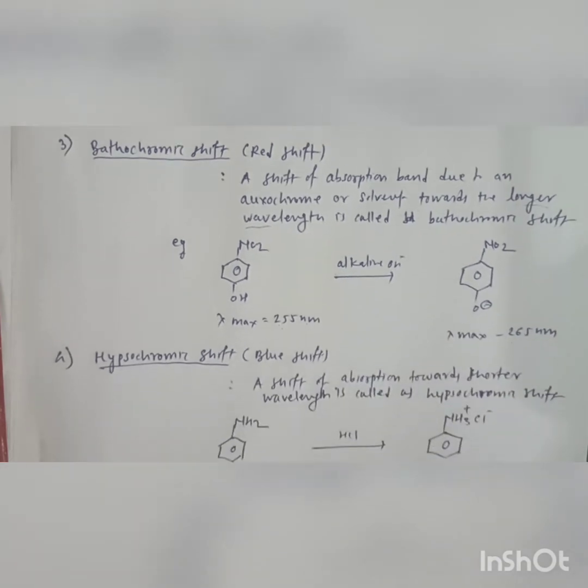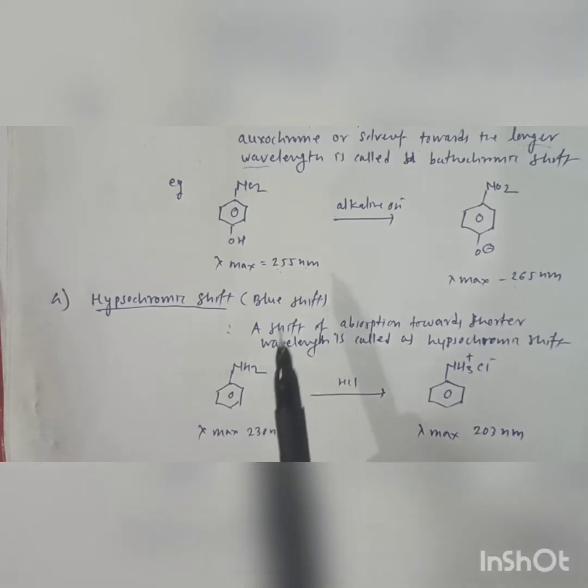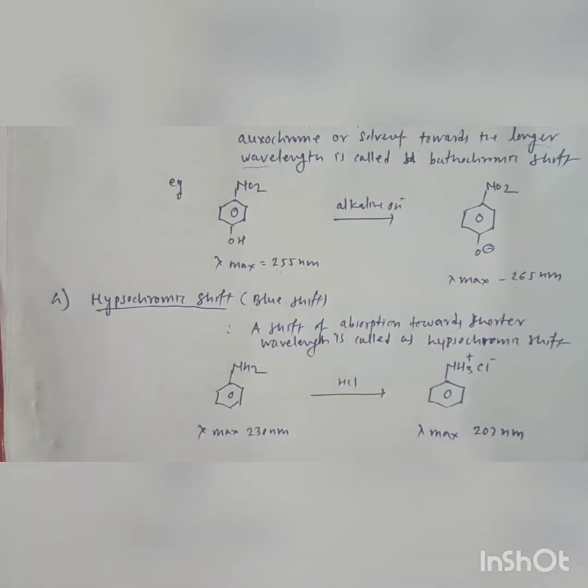Now what is hypsochromic shift? It is exactly opposite to bathochromic. It is also called blue shift. A shift of absorption band towards shorter wavelength is called hypsochromic shift.